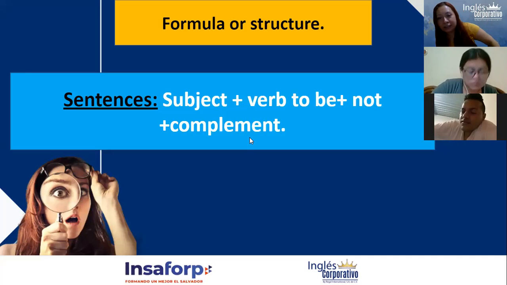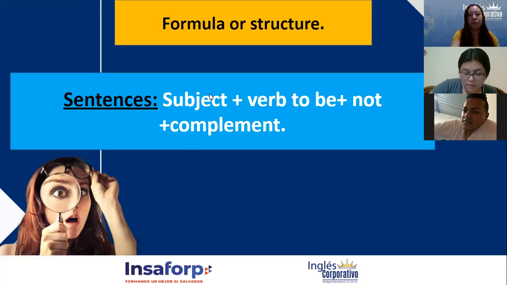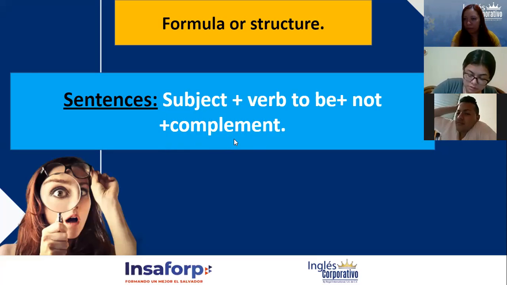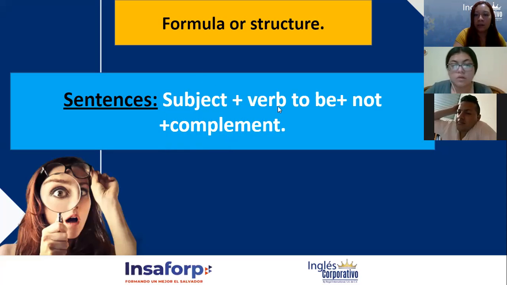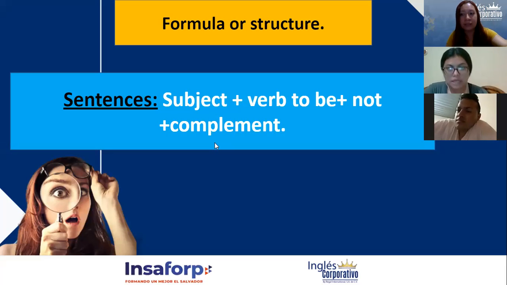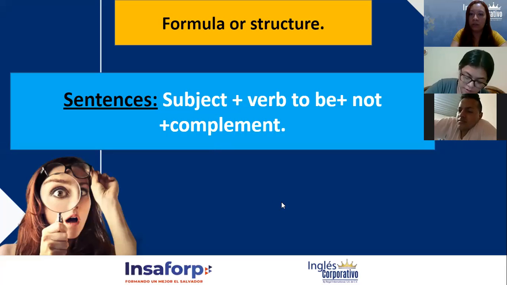So we have sentences like, I am not a chef, yo no soy chef. I am not a chef. My mother is not happy, okay? Y ven lo mismo. My mother is the subject. Verb to be is. My mother is not happy. Right? Or I am not a chef. I, subject. Am, verb to be. Not a chef. I am not a chef. Sigue exactamente esa estructura, ¿ok? Para oraciones negativas.